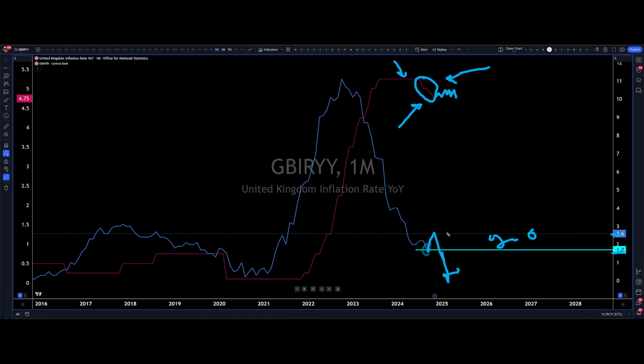All right, and that can create a panic on the pound, and the pound can crash. The pound can crash significantly to the downside in 2025. So there is a significant risk of a crash on the pound. Whenever you buy a pound, keep in mind that the pound can crash because of this policy. The Bank of England is behind the curve.